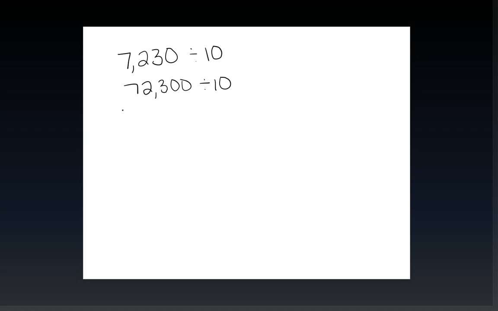Or if I have 723,000, what happens here? What is my pattern? What's this going to look like?